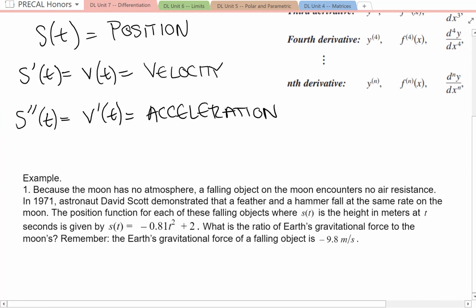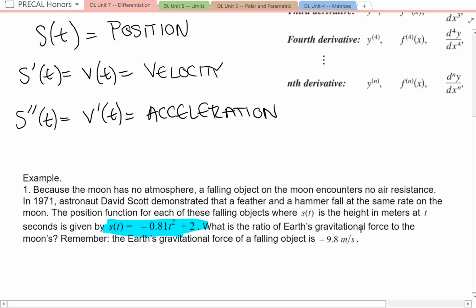Because the moon has no atmosphere, a falling object on the moon encounters no air resistance. In 1971, astronaut David Scott demonstrated that a feather and a hammer fall at the same rate on the moon. That's so crazy just to imagine, because that would never happen here. The position function for each of these falling objects, where s of t is the height in meters at t seconds, is given by this function right here.